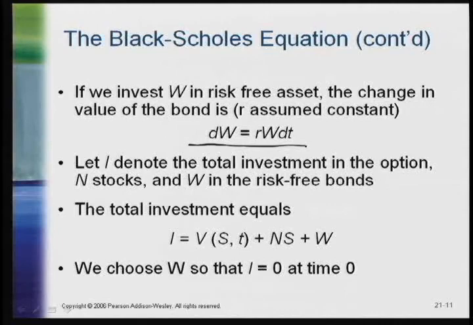And we now have a portfolio I, which we're going to define as the option, N stocks, where N is going to be determined, and an amount W in risk-free bonds, where W is to be determined. So the total investment is this many dollars. It's one option, N shares, and W in T-bills. So we can certainly evaluate W. That's one of our parameters. We'll fix W so that I is initially 0. We can create this portfolio with no out-of-pocket cost.